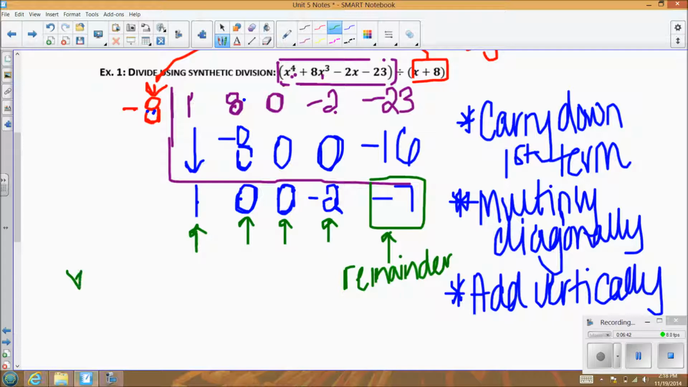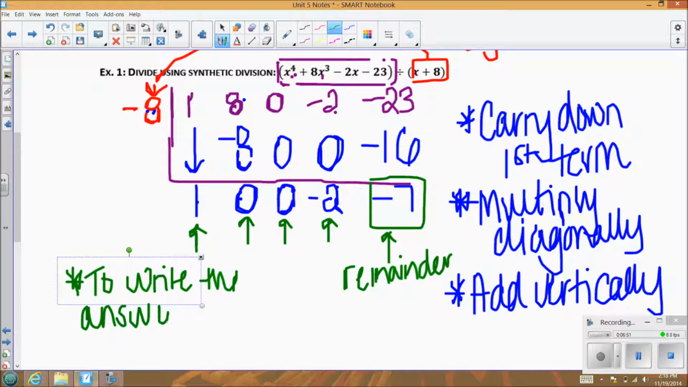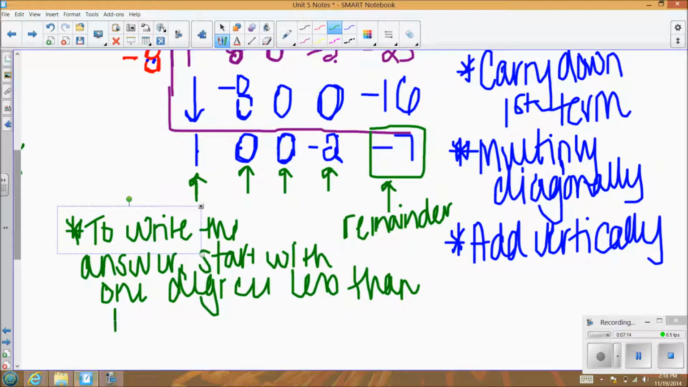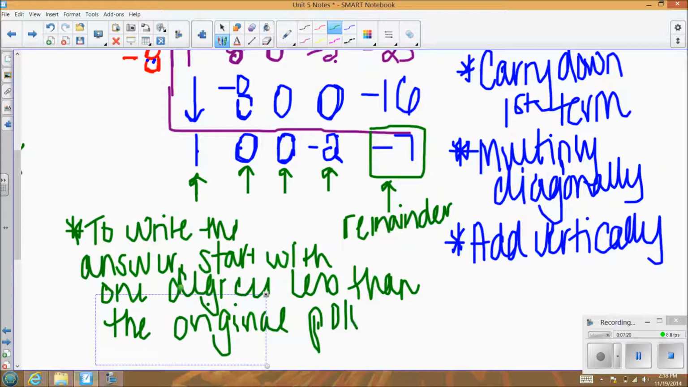So I'm also going to write that. So to write the answer, start with one degree less than the original. So the original polynomial.